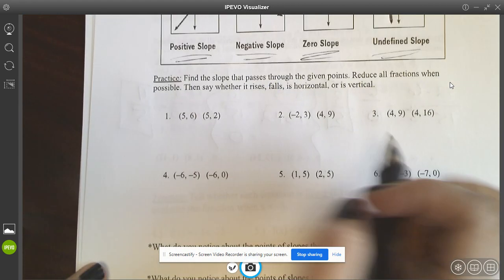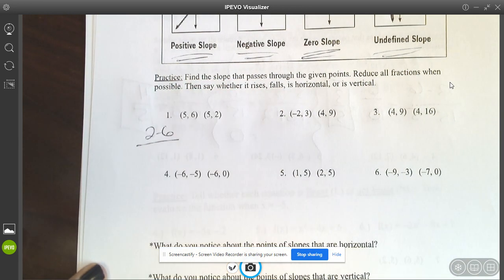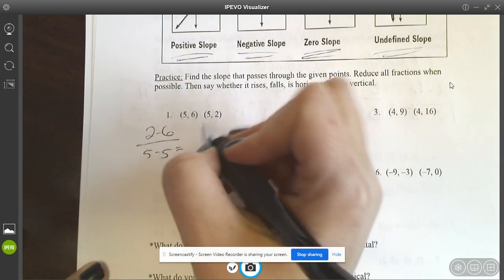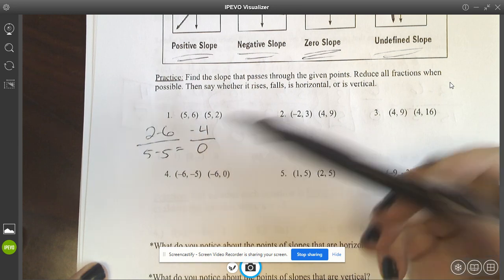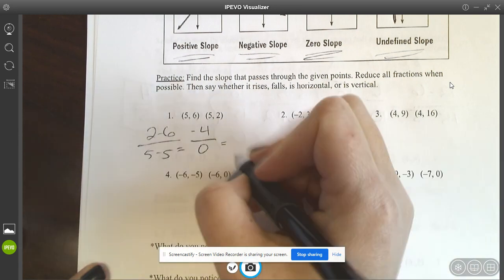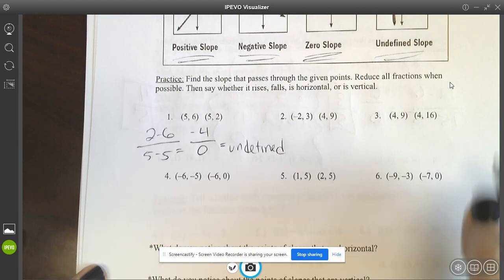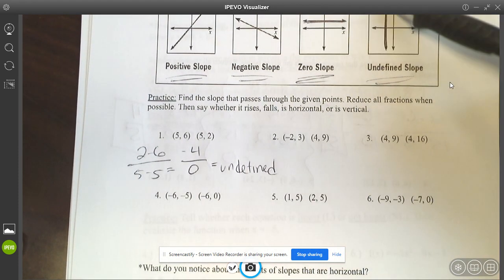So for the first one, my formula, 2 minus 6 over 5 minus 5. So I get -4/0. So this is the one where if you type it into your calculator, it's going to say error. So that is an undefined slope, which means it's a vertical line. So if I were to graph this, this would be a vertical line.